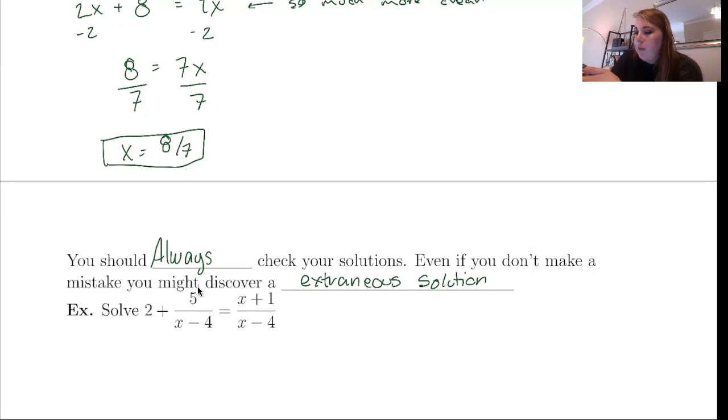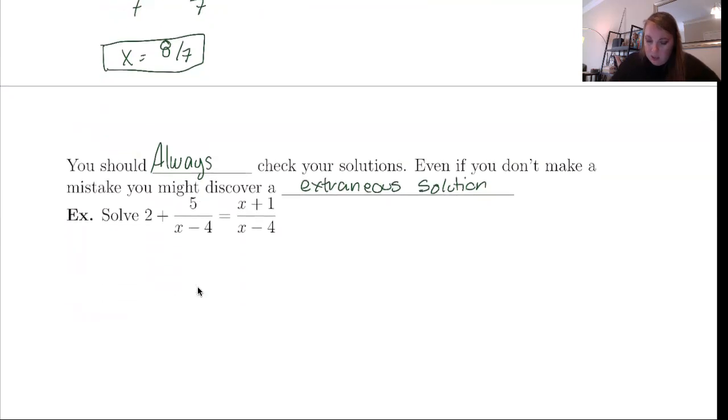So what's happening is we're accidentally multiplying or dividing by 0 in some case. That was our one exemption: we cannot multiply or divide by 0. So that's where extraneous solutions arrive. It means there's an error that we didn't really actually see.